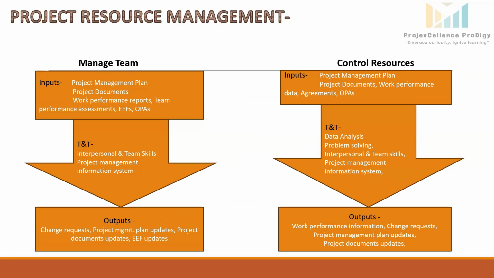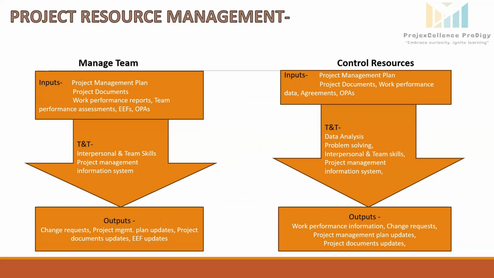The last process is control resources. This process ensures that physical resources which are assigned to the project are available as planned. It involves monitoring resource utilization, comparing planned versus actual use, and taking corrective actions when needed. This process is performed throughout the project.